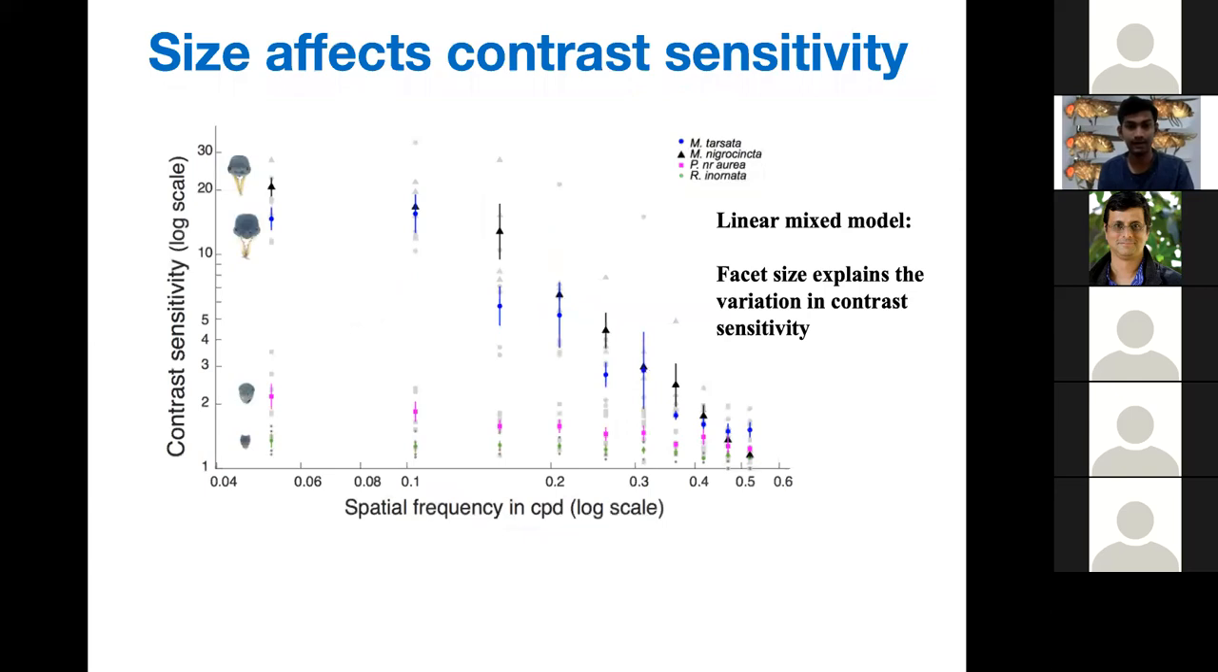So we repeated that for all the 4 species, and then we built a model to see what explains the contrast sensitivity values. What we find is that reducing body size, which is correlated with facet size and facet count as well, explains most of the variation that we see in contrast sensitivity in these ants. So basically, size does seem to affect contrast sensitivity in these ants.